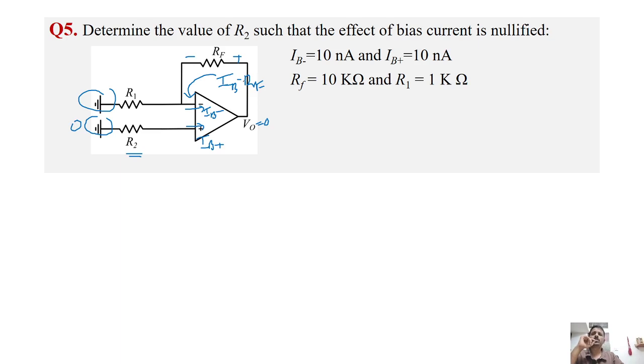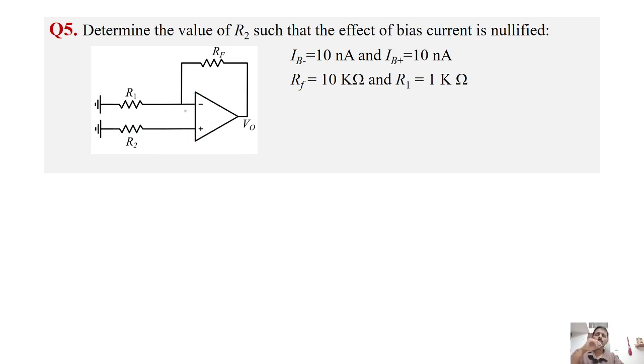It will also have an effect of IB plus. So the output won't be equal to 0 if R2 is not correctly chosen. So the question is to determine R2 in such a way that the output voltage V0 is equal to 0. That is what it means to nullify the effect of bias current. Given the bias current IB minus as 10 nanoampere, IB plus as 10 nanoampere, some constant, and RF equal to 10K and R1 equal to 1K, we need to find the value of R2.